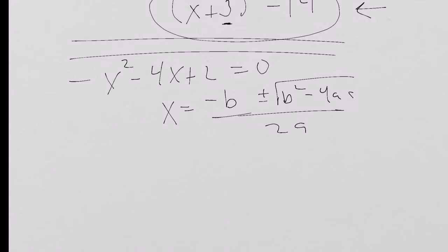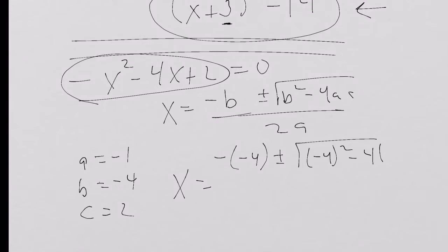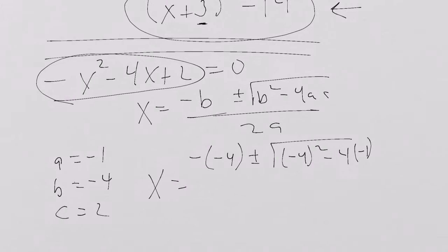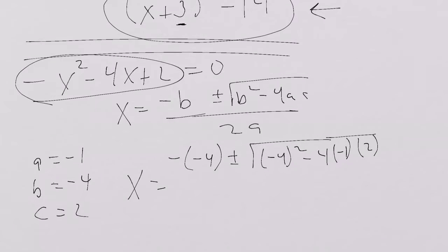So it's this equation. For this quadratic, my a is negative 1, my b is negative 4, and my c is 2. So now I can just plug that in. So my negative b plus or minus the square root of b squared minus 4 times a times my c is 2, all over 2 times my a value, which is negative 1.